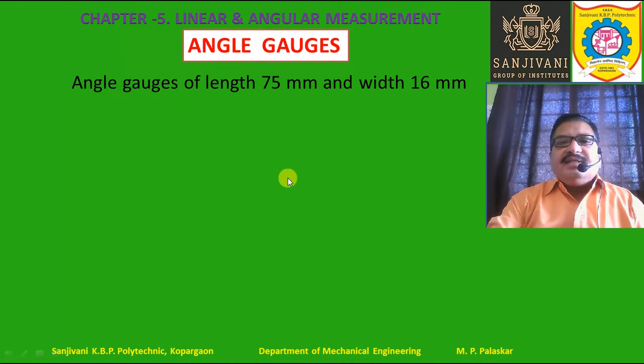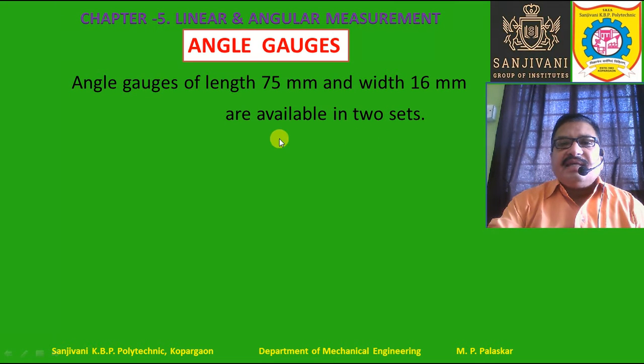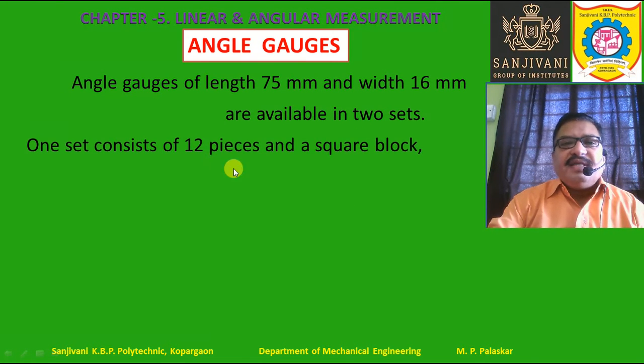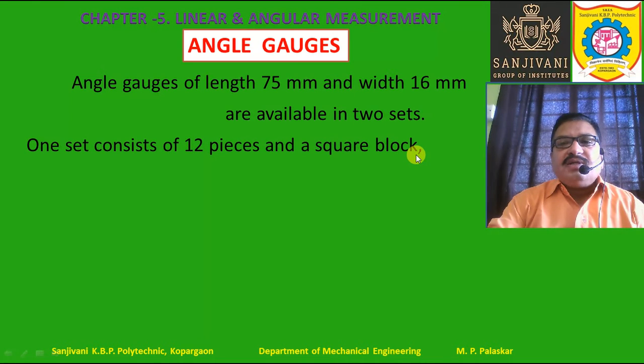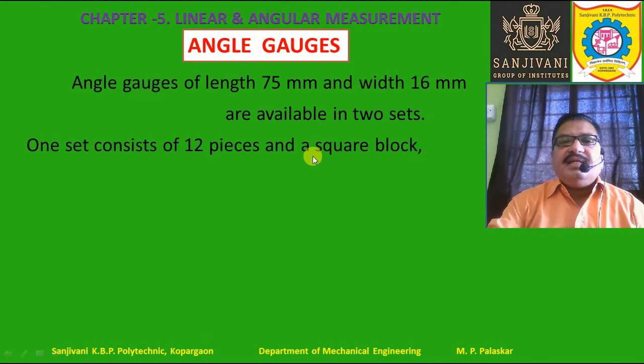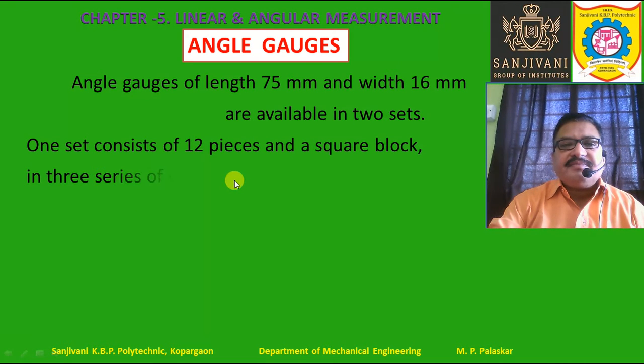Now the angle gauges of length 75 mm and width 16 mm, we have seen that they are available in two sets. What are these two sets of angles? One set consists of 12 pieces and a square block. So 12 pieces, that means 12 angle gauges are present in one set, but it is accompanied with a square block. So 12 plus 1 square block, that is a total of 13 in one set.